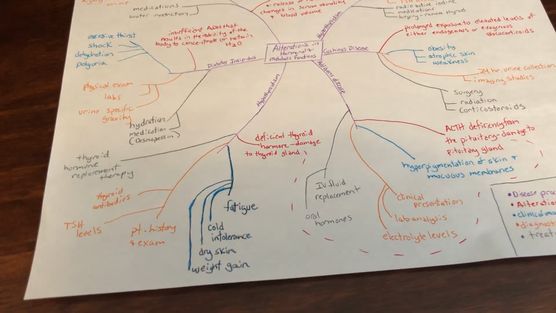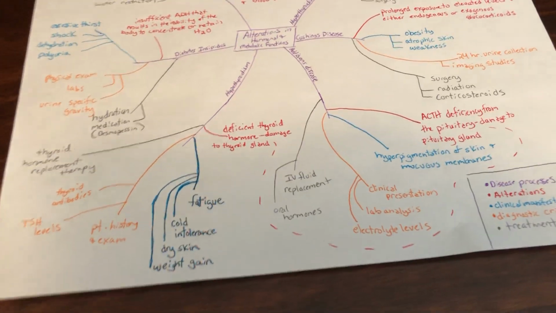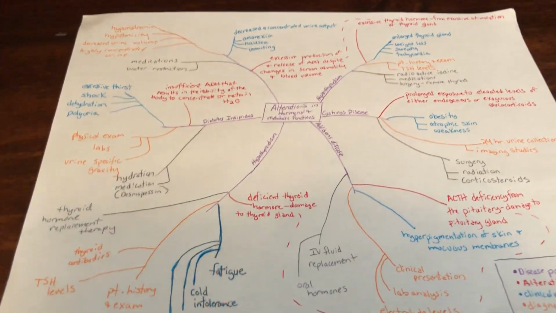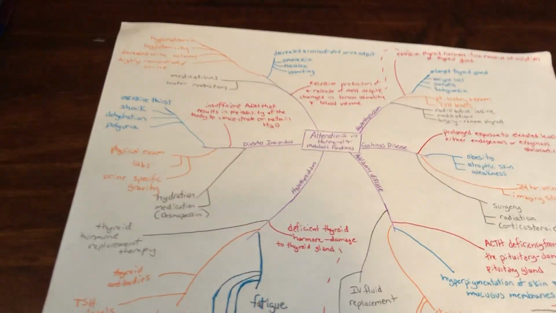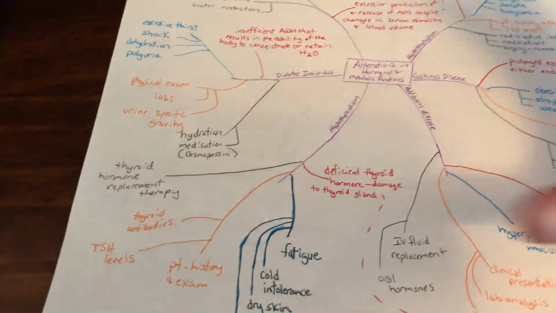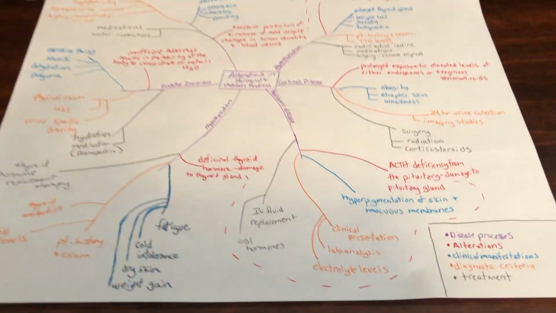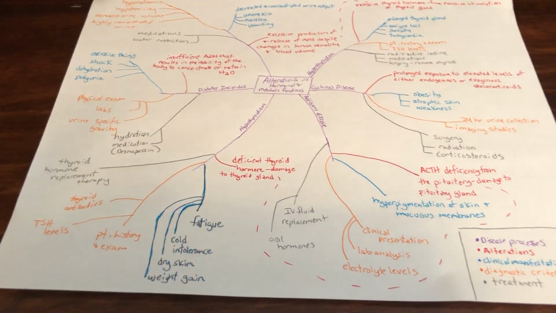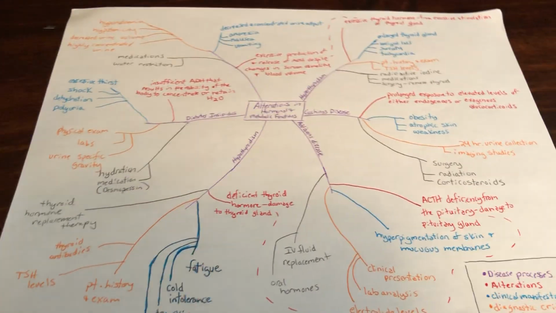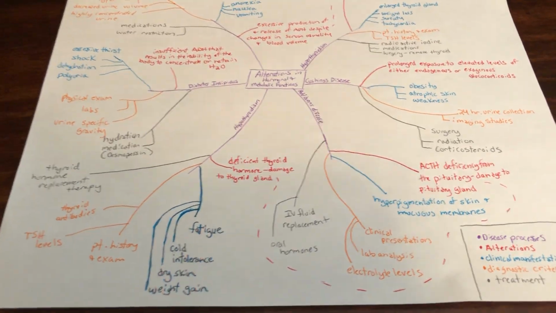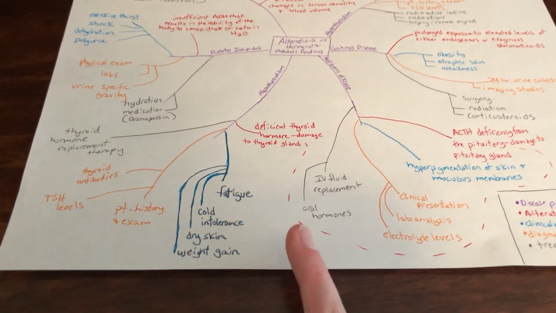And then I think if I would have done the alterations as the main branches, I would have had less on the inside and just a bunch of stuff on the outside. And so I think it would have made mine look a little cluttery, just with how I like to set up my maps.